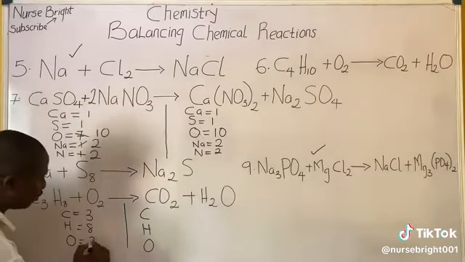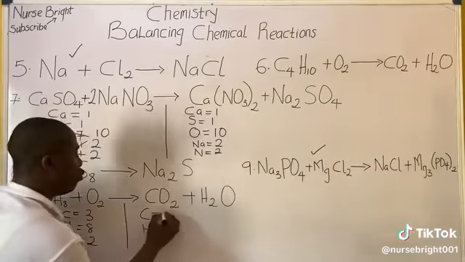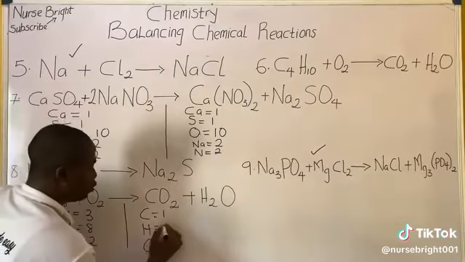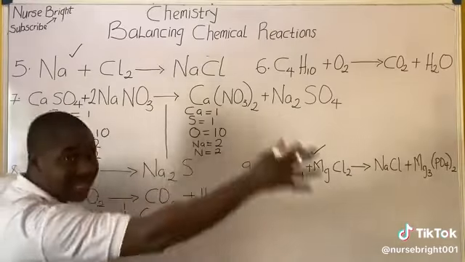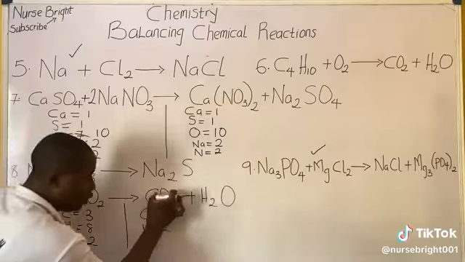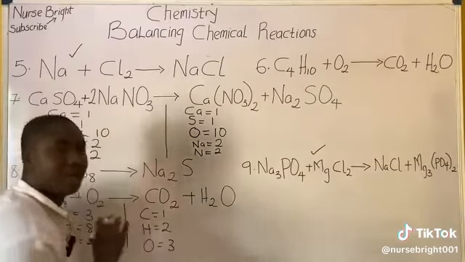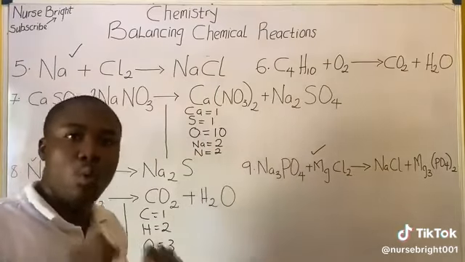All right. For the right-hand side carbon, we're having just 1 carbon. For the right-hand side hydrogen, we're having 2. I believe you understand. For the right-hand side oxygen, we're having 2 here and 1 here. So 2 plus 1, that is what? 3. So you can see that the reaction is not balanced. So what do we do next?